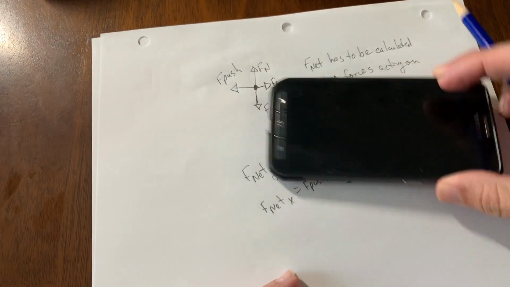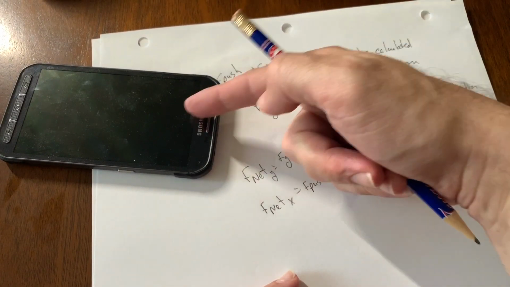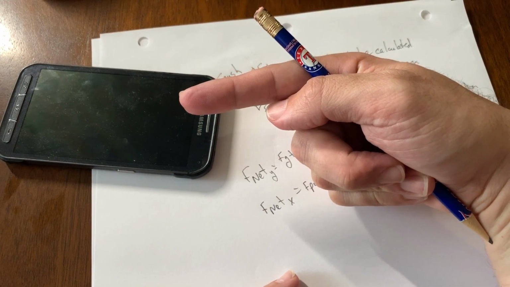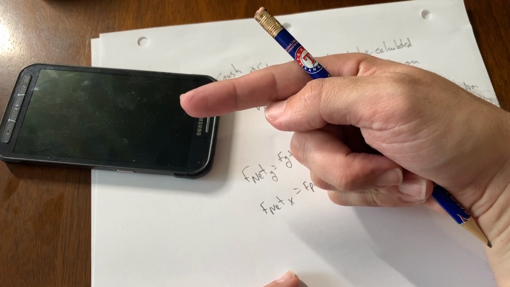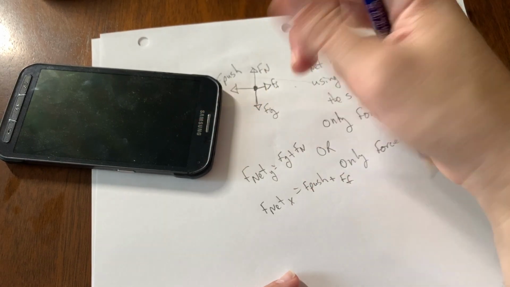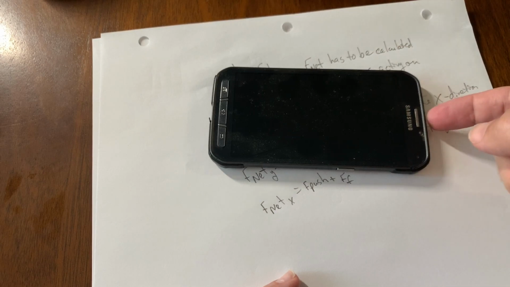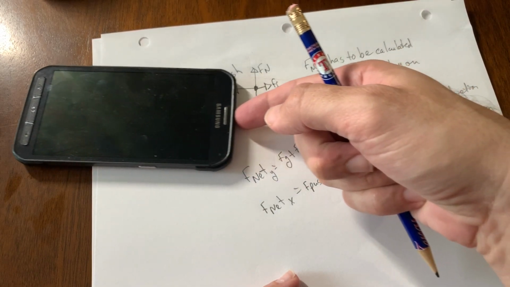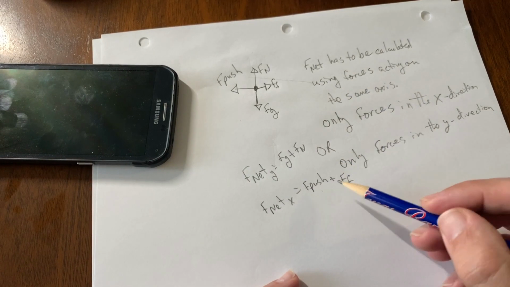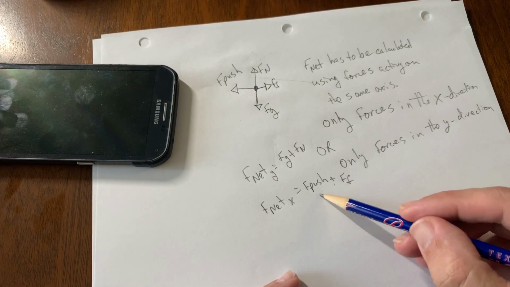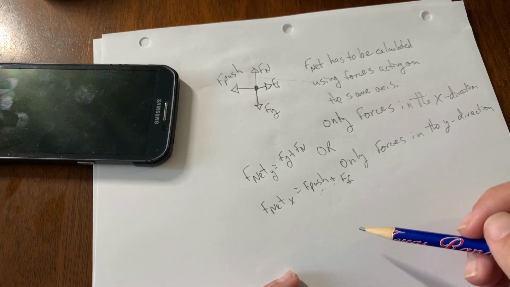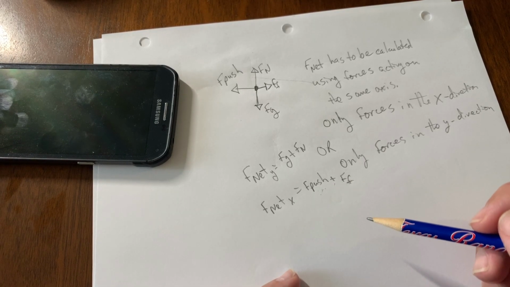If my phone accelerates in that direction, then the net force has to be positive in that direction. But that's a negative direction, so the net force would be negative. Now, if it's moving at a constant speed, speed is unchanging, then the force of the push and the force of friction must be exactly equal to each other and exactly opposite each other for it to be going at a constant speed.